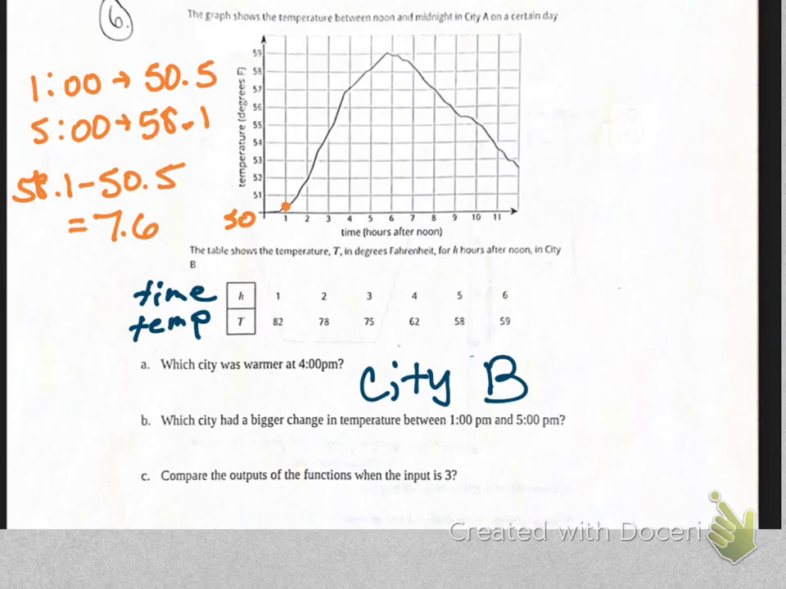Now we've got to test the same thing for city B. So if we look at city B at 1 o'clock, it was 82. And at 5 o'clock, it was 58. So you're going to do 82 minus 58, which is 24. So looking at that, considering this is 7.6, this one's 24, city B had the bigger change in temperature because it was way higher than 7.6. So city B.